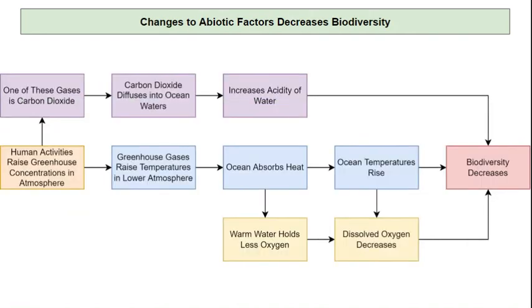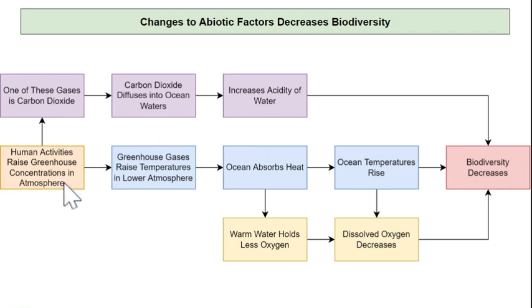So here's kind of a figure to wrap up everything that we just talked about. So we start with the orange over on the left, and it says human activities raise greenhouse gases. One of these greenhouse gases is carbon dioxide. Carbon dioxide diffuses into ocean waters, which increases the acidity through carbonic acid, which results in a decrease in biodiversity.